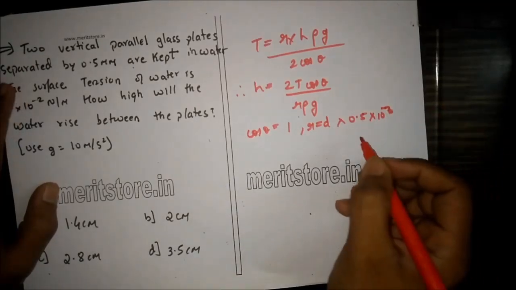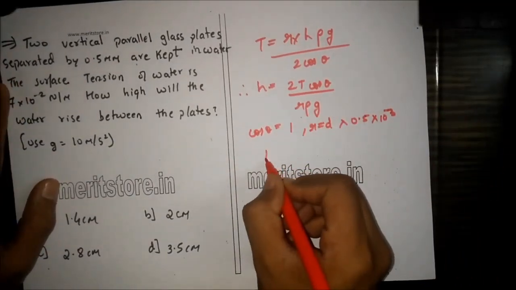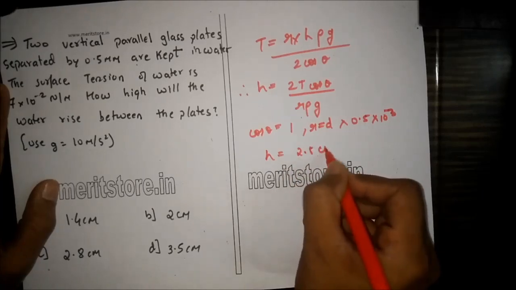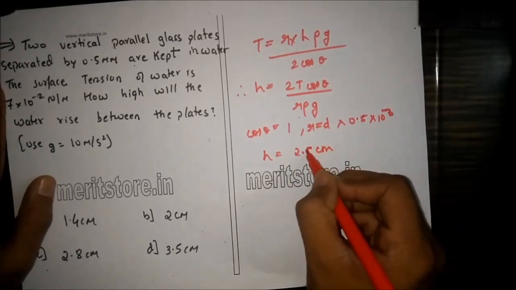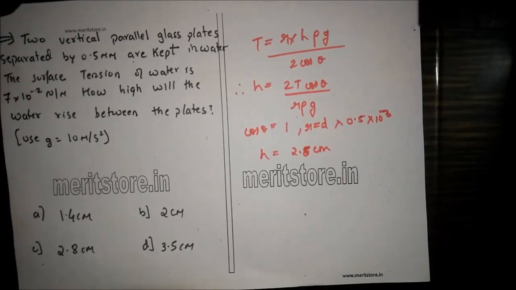Therefore, on substituting these values, we'll get the answer as h is equal to 2.8 centimeter. This is how much the water rises. Therefore, the correct answer will be option C.